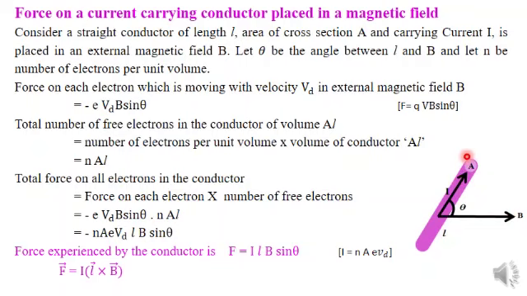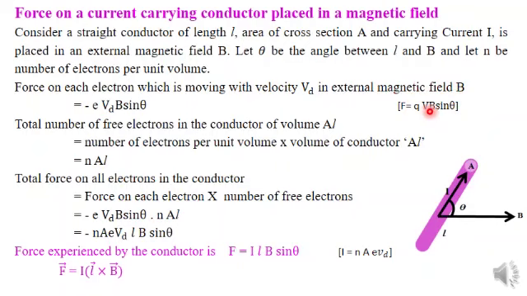We know from Lorentz magnetic force, F equals QVB sin theta, where Q is the charge which is flowing with velocity V in an external magnetic field B by making an angle theta with respect to the external magnetic field.